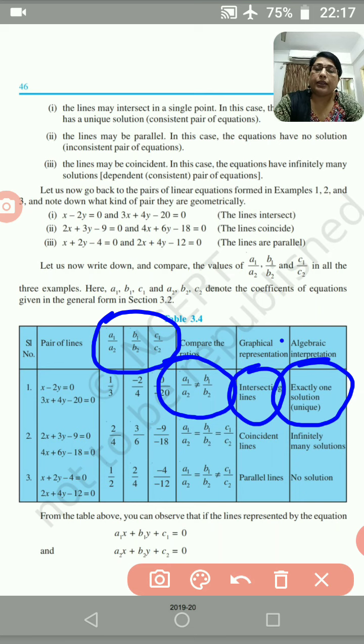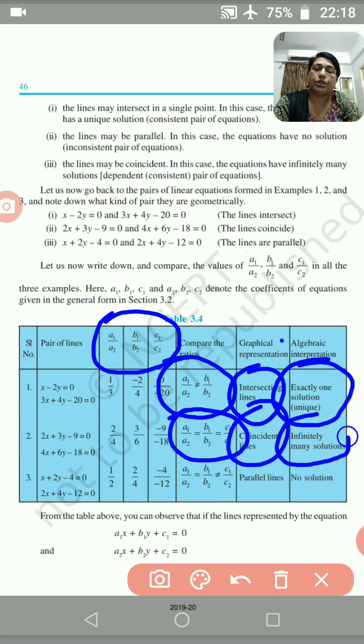In the same way, let us see example number 2. In this example, you can see that A1 upon A2 is equal to B1 upon B2 and is equal to C1 upon C2. In this case, the lines are coincident. Graphically, if you represent that pair of linear equations on the same graph paper, you will get coincident lines, and they have infinitely many solutions.